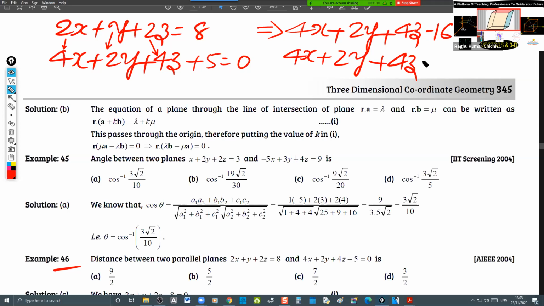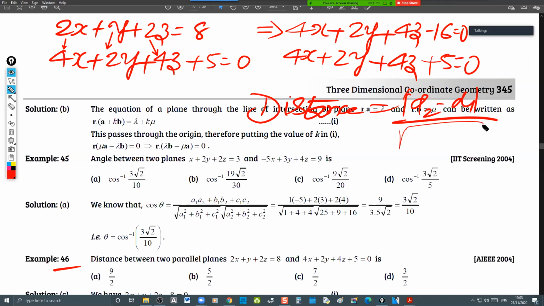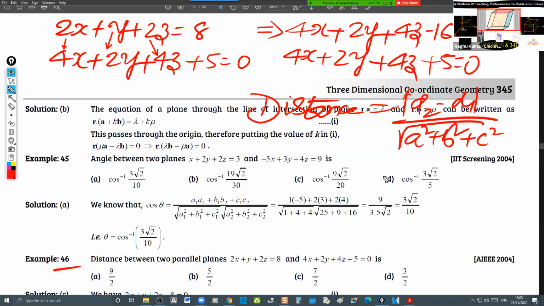Therefore, for the distance between them, you can straight away write the formula: modulus of d2 minus d1 upon root over a square plus b square plus c square. So d2 minus d1 means minus 16 minus 5, that is 21, divided by root over 16 plus 4 plus 16, that is 36, root 36. You'll get 6. So 21 by 6 means 7 by 2 is the distance between the parallel planes.